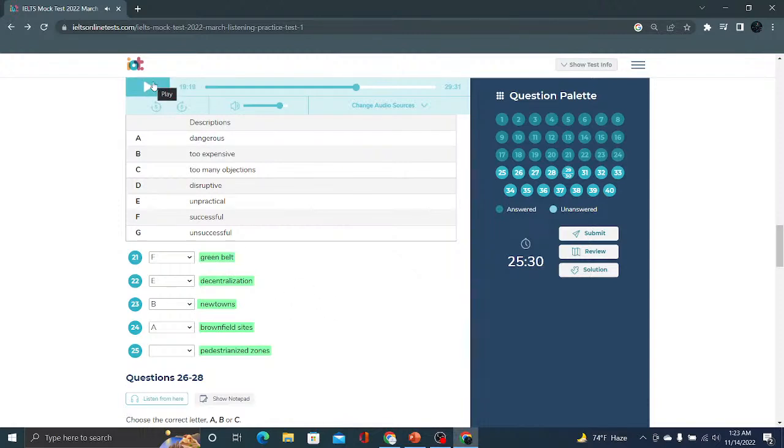Okay, he was saying that it would probably intensify the problem with congestion in inner city areas and would disrupt local residents' sleep. So what do you think the answer would be? With which option is his speech relevant? It's relevant to disruptive. So that's why the answer would be D.